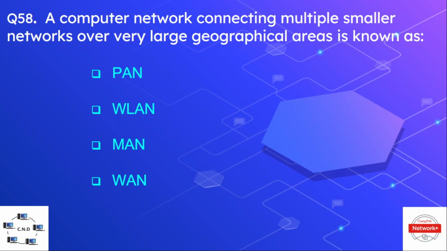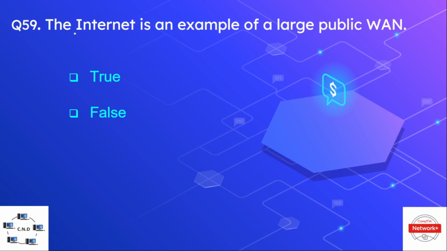Question number 58 is that a computer network connecting multiple smaller networks over a very large geographical area is known as, and again the options are PAN, WLAN or wireless LAN, MAN, and WAN. And the correct option is WAN, that is Wide Area Network. Question number 59 is that the internet is an example of a large public WAN. So this statement is true. Internet is the largest WAN available.